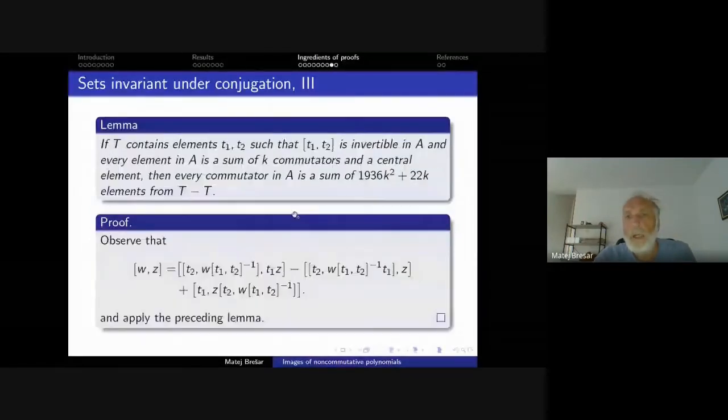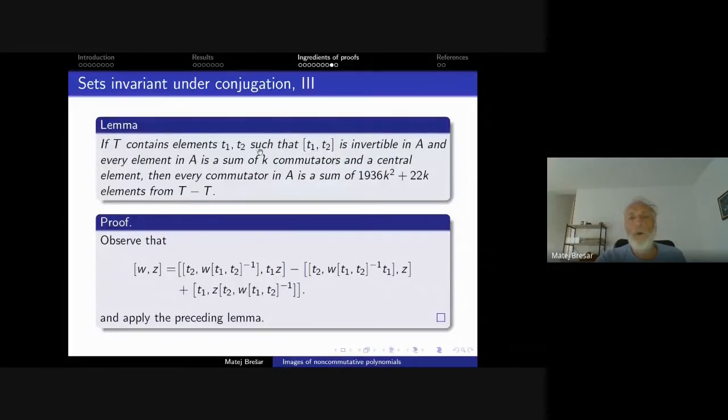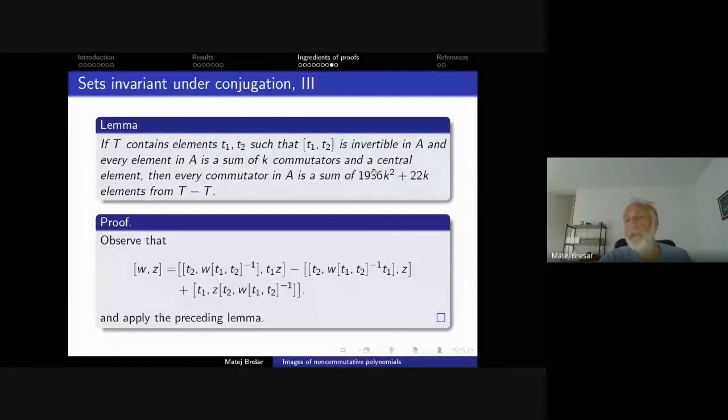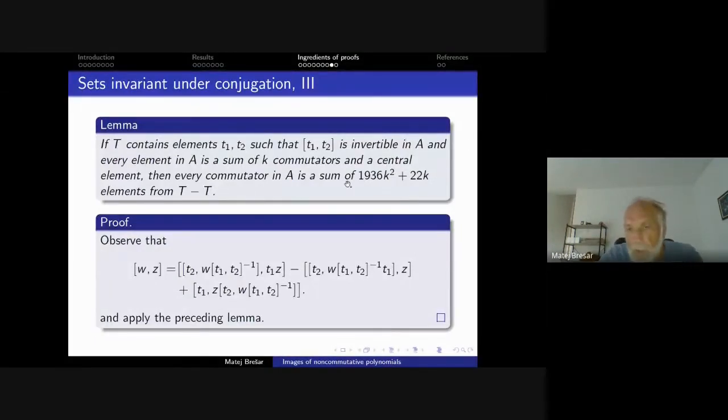And now, almost the last lemma. It states that if the commutator of two elements from T is invertible, and we add the assumption which appears in the first main theorem, maybe you remember it, that every element in A, recall that A is a matrix algebra over B, is a sum of K commutators and some central element, where K is a fixed number, then every commutator is a sum of this big number of elements from T minus T. So you can see that this is already very similar to the statement of the first main theorem.